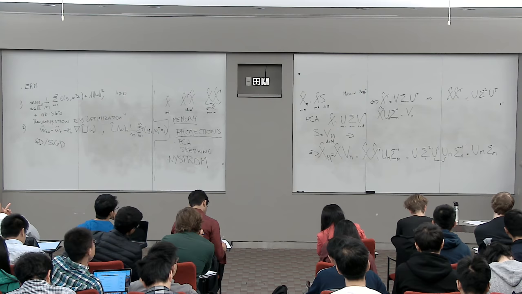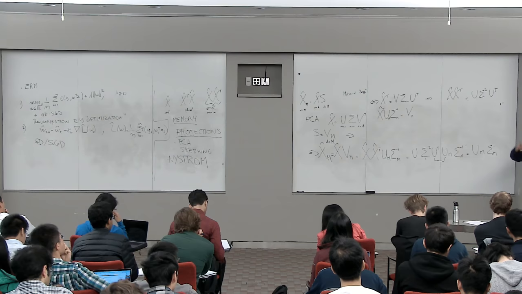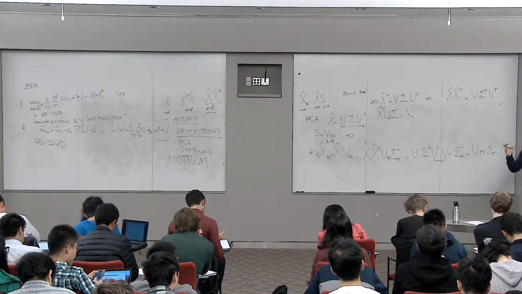So this simplifies the expression a little bit, okay? It just shows that if you want to take your data and project it, all you have to do is take the first few eigenvectors of the matrix, which is n by n, and that's it. So that's the first observation.